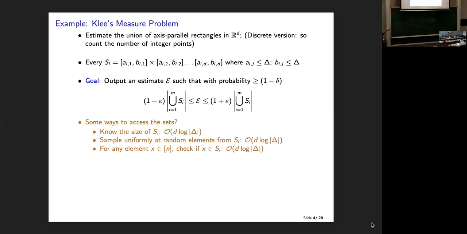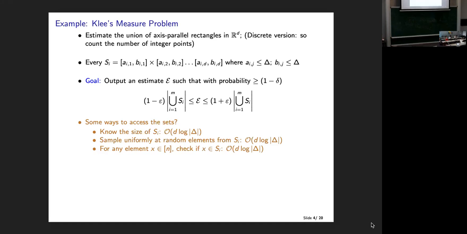So there are the following things you can easily do with these sets. What you can do is that you can quickly tell me the size of each individual set. That's easy to do, right? I know the coordinates. I know how to calculate the size of a rectangle. That's just a multiplication of some d numbers. I can also uniformly at random pick elements from any individual set, not from the union, but from any individual set. And if I give you an x, can I check whether that x is in this set or not? Yeah, that membership can also be checked. So in some sense, you can think of that these sets can be accessed via these operations.